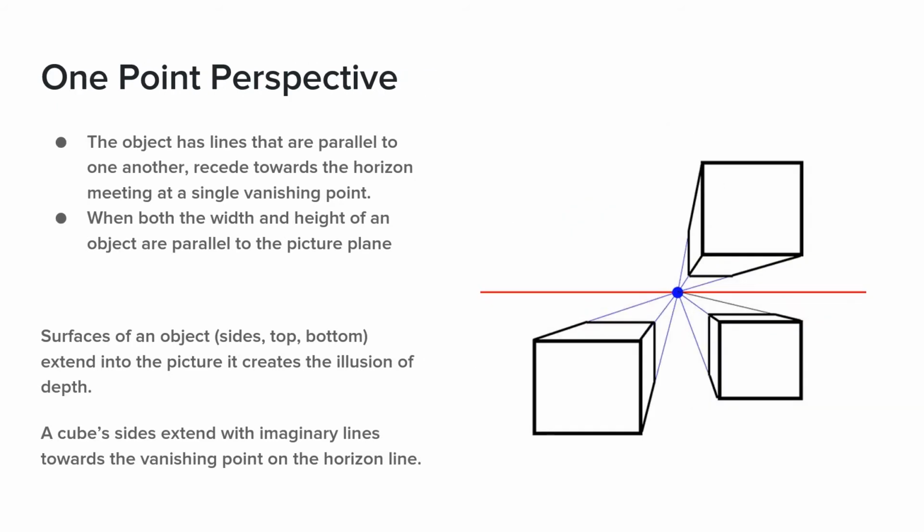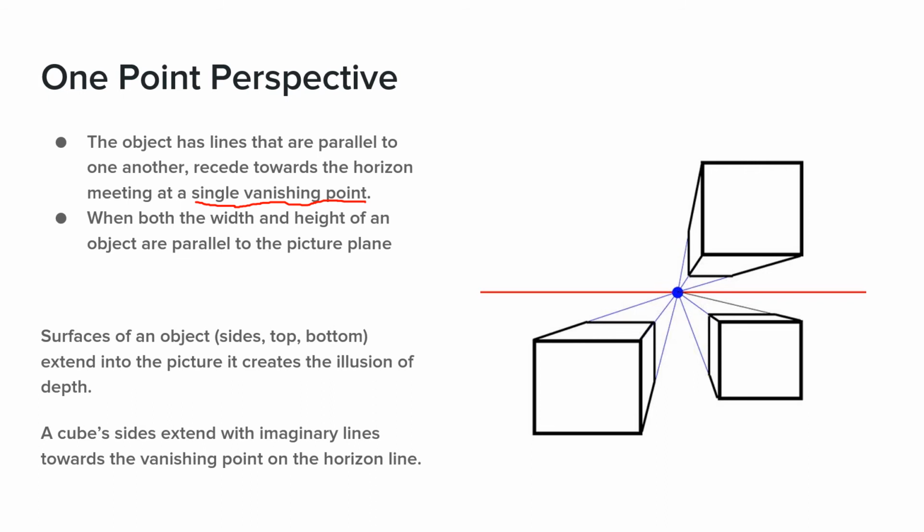Okay, so today we're going to focus on 1-point perspective. We'll come back tomorrow and we'll talk about 2-point perspective. But for today, we're just going to talk about this one. So the hallmarks of 1-point perspective is that the object has lines that are parallel to one another. They recede towards the horizon line, meeting at a single vanishing point. That is the important part. There's one vanishing point.